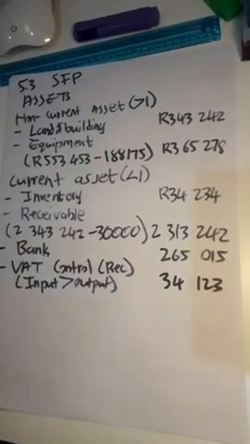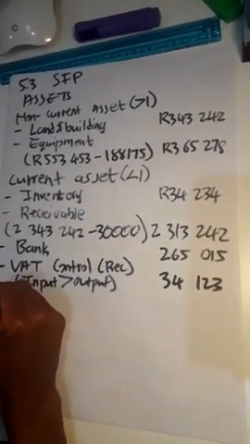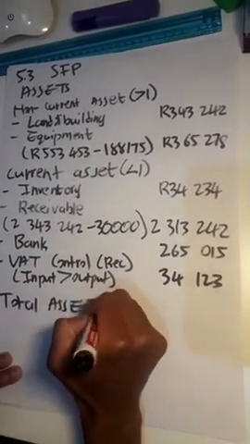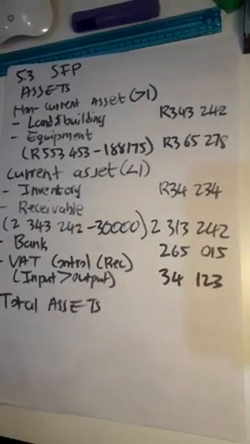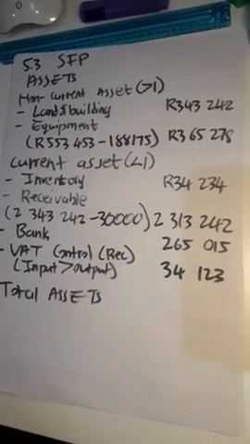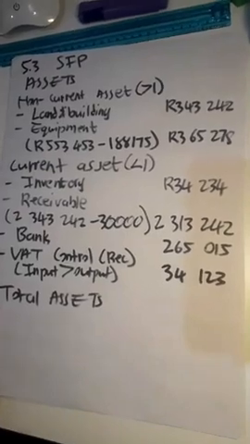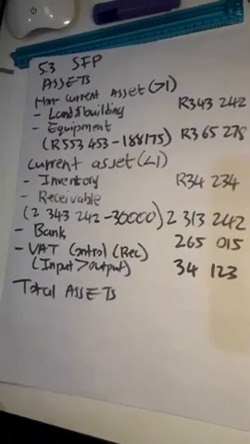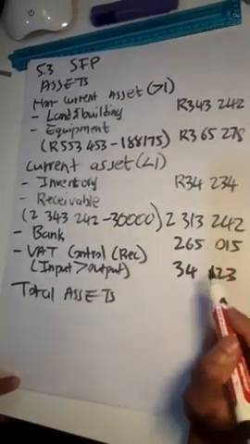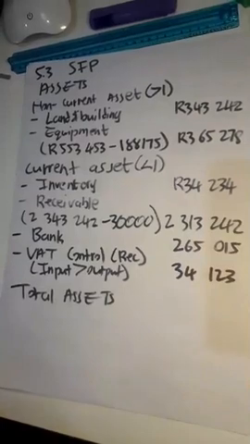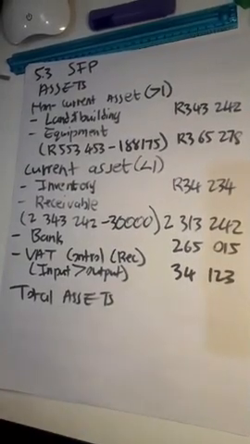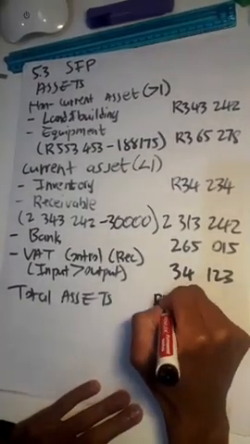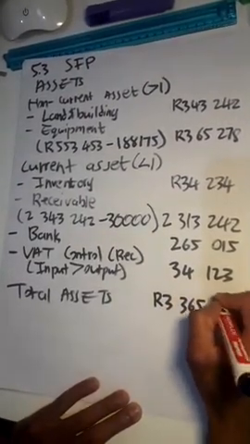Okay, do we have any current asset? Nope. And then we have what you call a total asset. So we are almost done. By 5 past I'll be done. Total asset. Okay, let's calculate that very fast. 343,242 plus 365,278 plus 34,234 plus 2,313 plus 242 plus 265,015,3412. And then I get my total asset as 3,365,134.